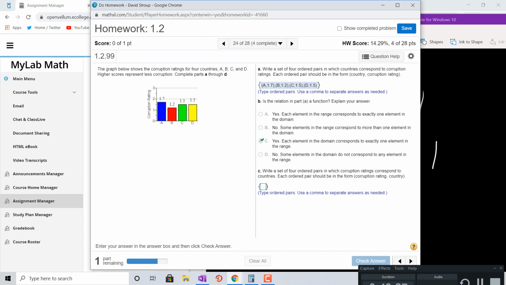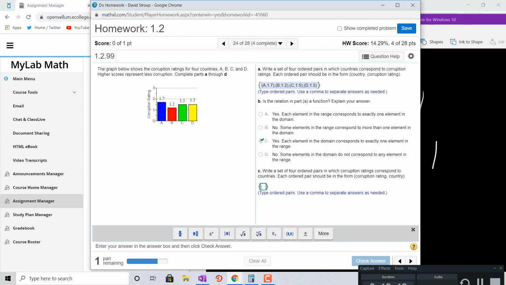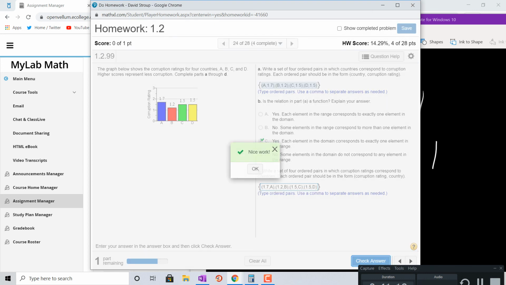Write a set of ordered pairs in which corruption ratings correspond to countries. So it's the same thing as before, except you want to switch the order. So you're going to go 1.7, comma A, comma 1.2, comma B, comma 1.5, comma C, comma 1.5, comma. You kind of see what's coming. They're going to ask if that's a function, and it won't be because 1.5 is repeated.